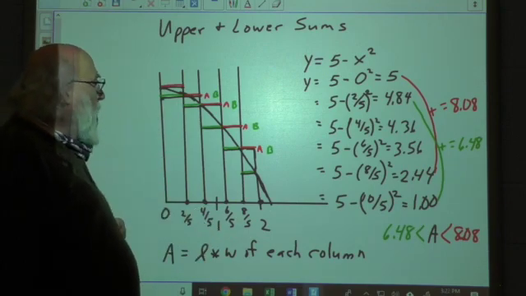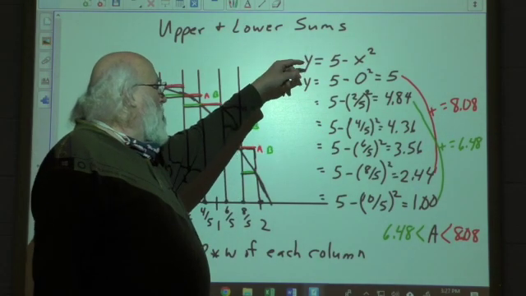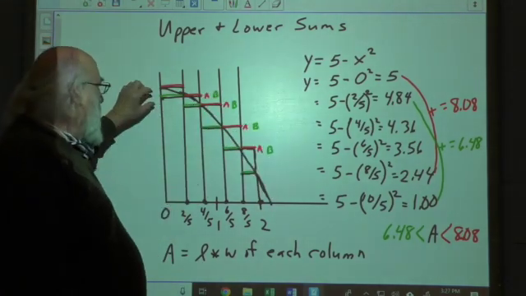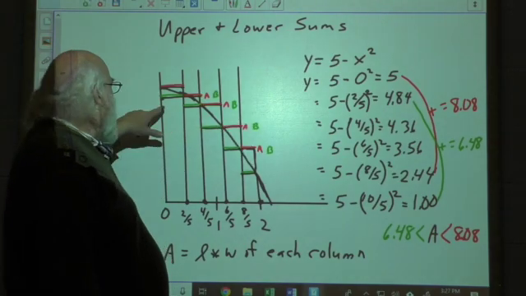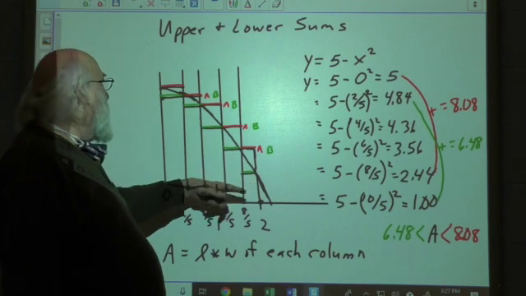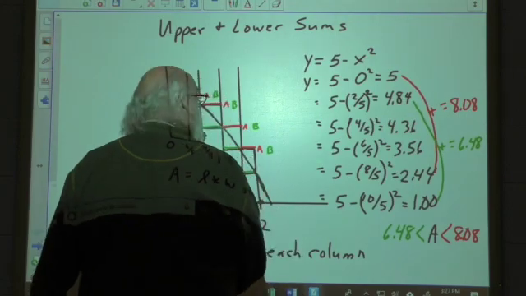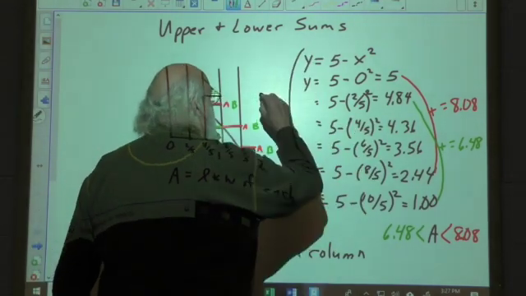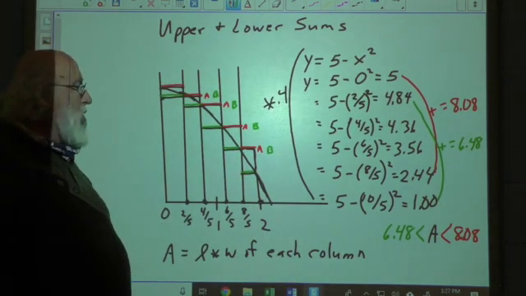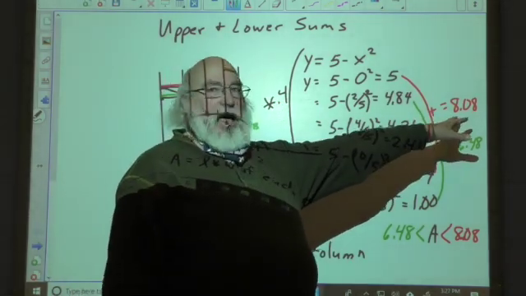Okay? And so what we did here was we calculated the values here. The equation is 5 minus x squared. And so this is 4.84 here, 4.36, and all the way down to 1 here. And then we multiplied all these values times 0.4, which is the decimal for 2/5, and then added them together. Now, this is what we got as a result.